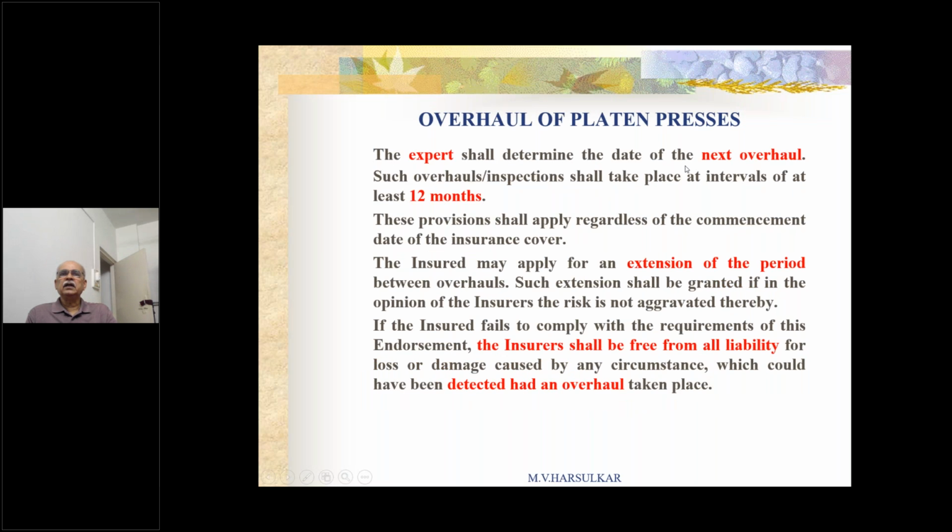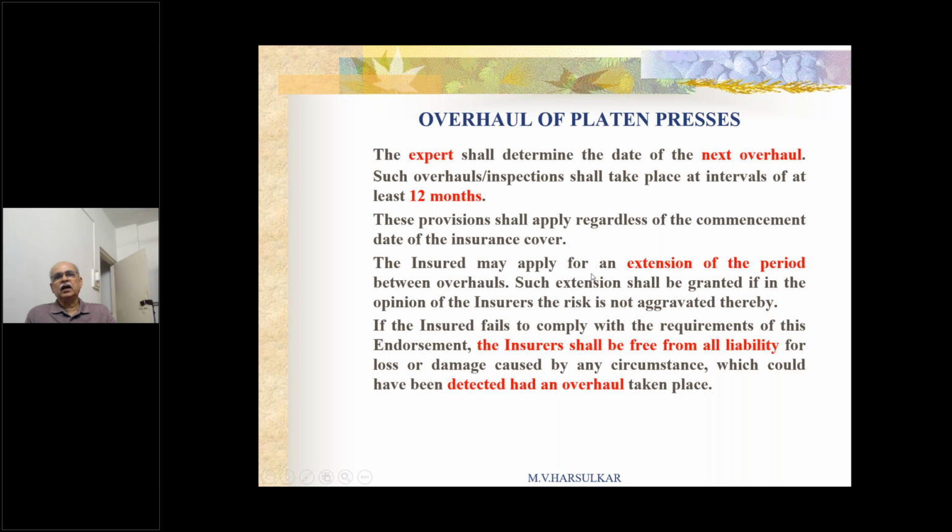Then the expert shall determine the date of next overhaul. So one overhaul is there. So when the next overhaul should be there, but here 1 in 12 months is again mentioned. So if that expert may say to do inspection overhaul again after 6 months or 8 months, they will have to follow that. At maximum 12 months, that is one overhaul inspection in 12 months. This provision shall apply regardless of commencement date of the insurance cover. So when insurance is taken is irrelevant. So last overhaul and next overhaul within 12 months.